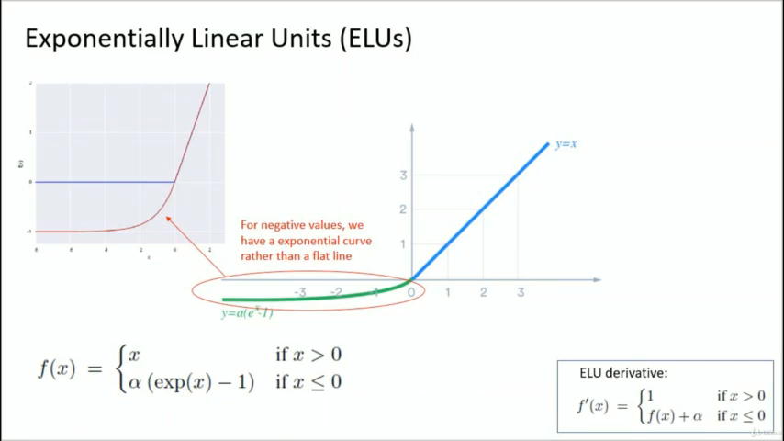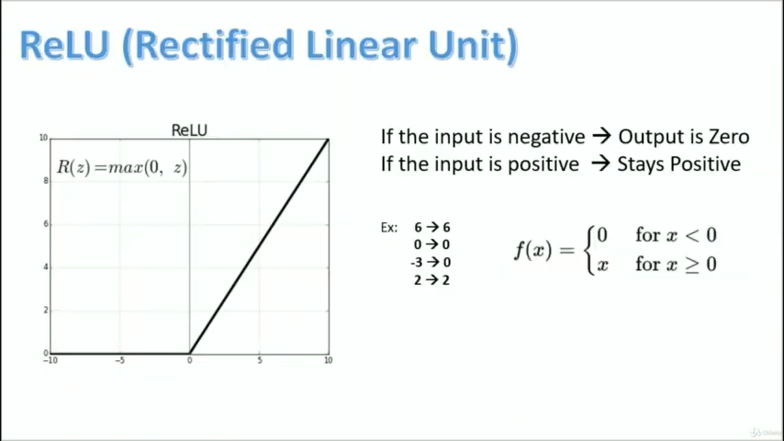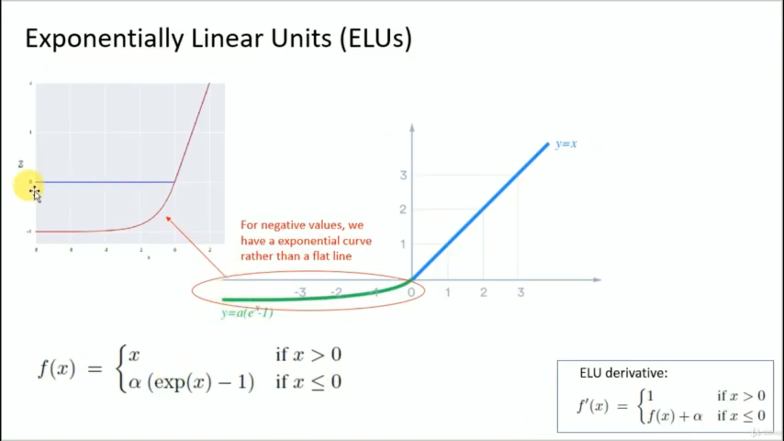Hello and welcome back. In this lecture, we're going to talk about the exponentially linear unit, or the ELU activation function. So we saw ReLU last time, and for all negative values, the output is 0. Now for ELU, for all negative values, you have an exponential function. As you can see here, this is an exponential function. So rather than having a flat line at 0, as in ReLU, in ELU we have an exponential curve for all the negative values.